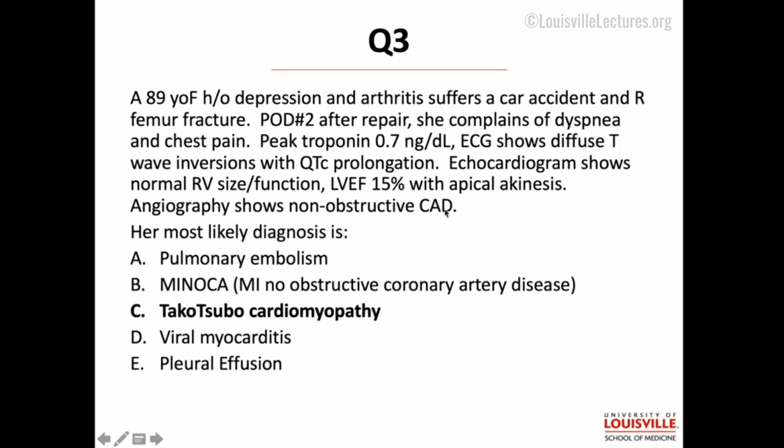So based on all of these, this is laying it in really thick, that although many of these are possible, particularly PE would be on your initial differential here, and with an older woman, this MI with no obstructive coronary artery disease, MINOCA, is also certainly possible. The best answer here is the Takotsubo cardiomyopathy, or what I like to call stress cardiomyopathy, in particular because of apical akinesis, non-obstructive CAD, troponin in the right range, and the EKG that's classic.